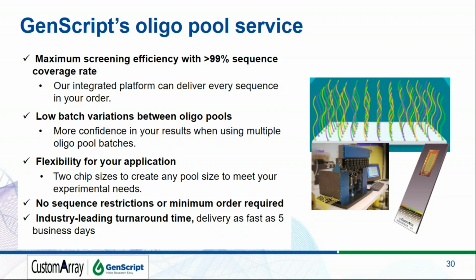At the same time, you can also subdivide a smaller chip, like a 12K chip, and I've had people do 100 different sub pools inside a single 12K. We don't have any kind of sequence restrictions or minimum order. You just send us the list of what you want. We'll take it, populate it on our chip, and make it. And we have the best turnaround time in the industry. This is something that we value quite strongly. No one wants to wait for their product.